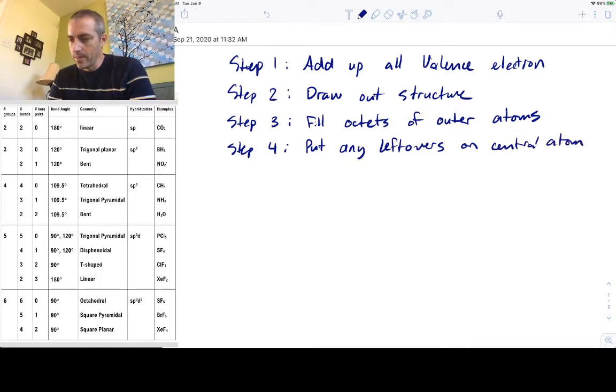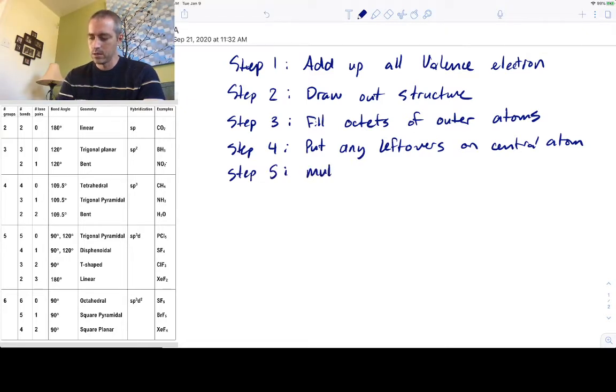Okay. Then what you do is you check to see if all of your atoms have a full octet. And if they do not, you want to see if there's an opportunity to take an electron pair on an adjacent atom and make a multiple bond. This sounds complicated when I just say it out, but I'm going to show you some examples, and hopefully that makes it a little more clear. So we're going to make multiple bonds. I guess we have more than 5 steps.